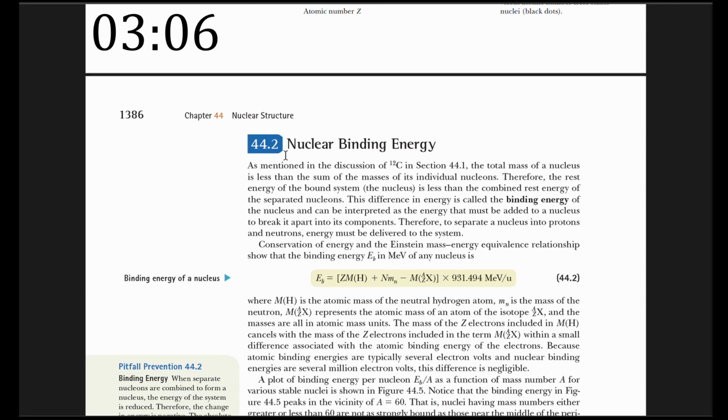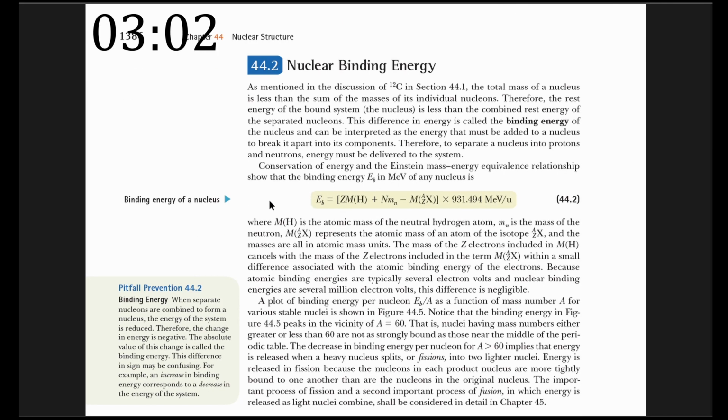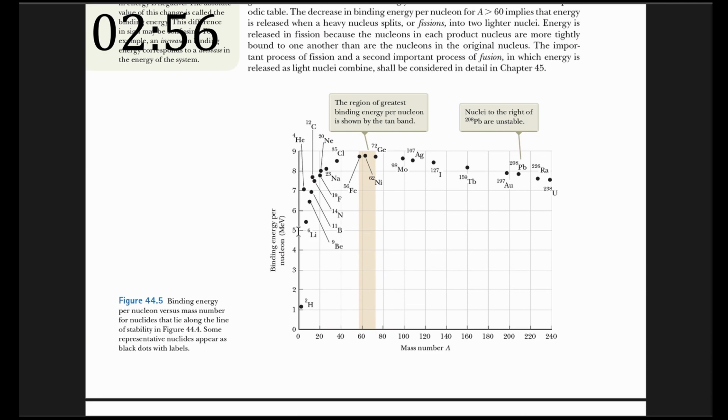3 minutes. Damn, section 2, brother. Okay, nuclear binding energy. Binding energy of a nucleus. Okay, this looks like crazy, but anyway, we're going to zoom through it.